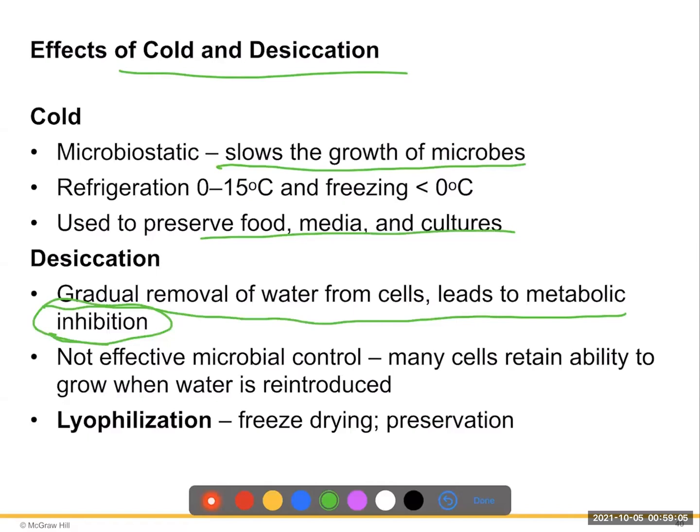Many cells will regain the ability to grow when water is reintroduced. So you dry them out, you add water back, and they grow again. So it's not very effective at reducing your microbial control. Lyophilization is freeze drying to preserve something.